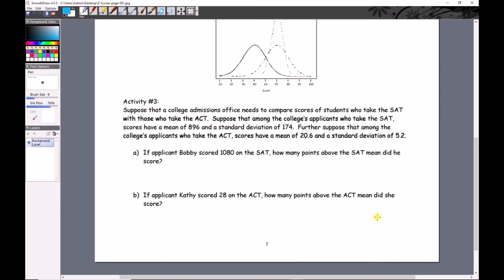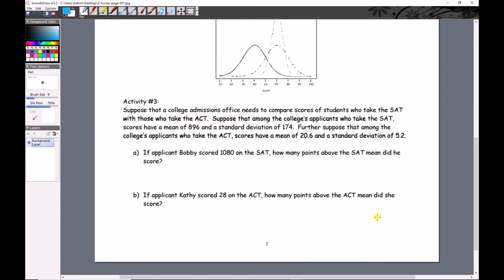This is page 7 in your packet, and we're looking at activity number 3. Suppose that a college admissions office needs to compare the scores of students who take the SAT with those who take the ACT. They're scaled completely differently. For both of them, they start with z-scores and then add the scaling in later, because I don't think your parents would appreciate paying for an SAT or ACT score and getting a negative number, or worse yet, a 0. So they scale them so you don't see any negatives or zeros.